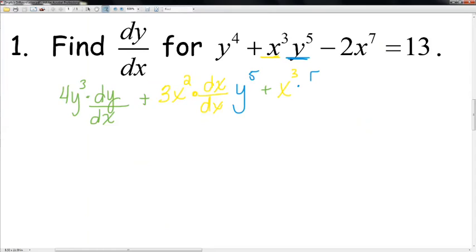The derivative of the second is going to be 5y to the 4th. And again, anytime I'm taking the derivative of my term, dy, with respect to x, that's dx. And the derivative of negative 2x to the 7th will be negative 14x to the 6th. Again, this was an x, so it's going to be dx. That was my derivative of x that I just took with respect to x. So notice in the denominator they're all dx's. And finally, the derivative of 13 is 0.